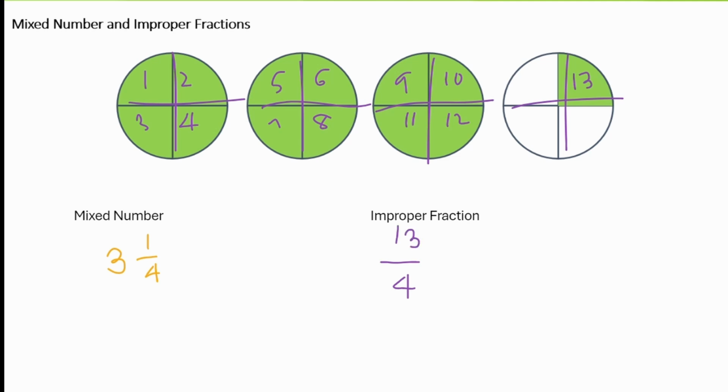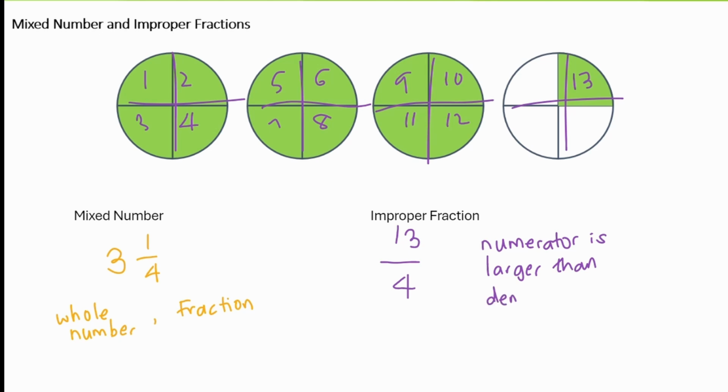So as we can see, when we write a fraction as a mixed number, we always have to put the whole number at the start and then put the leftover fraction next to it. And whenever we write a number as an improper fraction, we will see that our numerator is always going to be larger than the denominator.